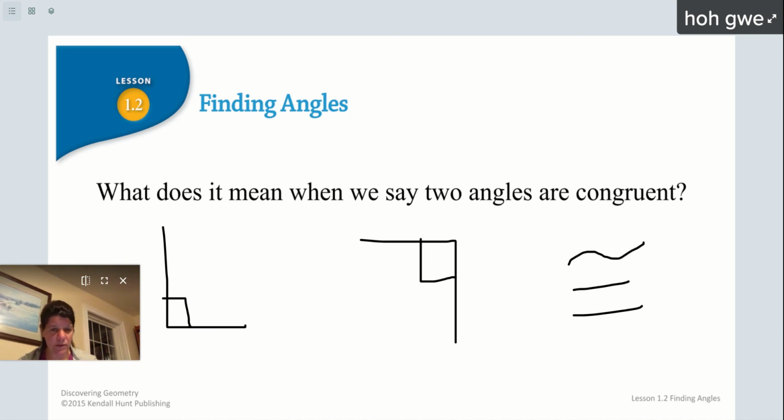Okay. And I'm not sure I've talked about this yet, but this symbol here is what we use to show that an angle is 90 degrees.